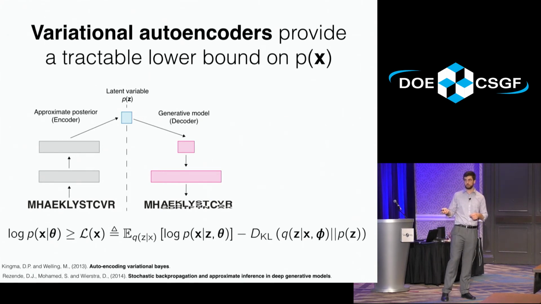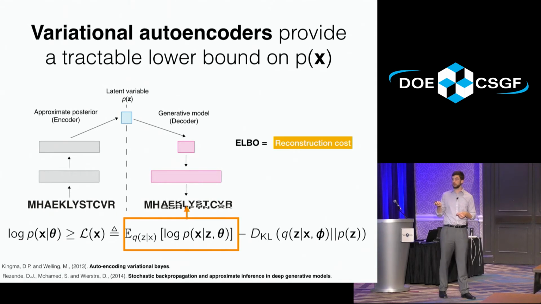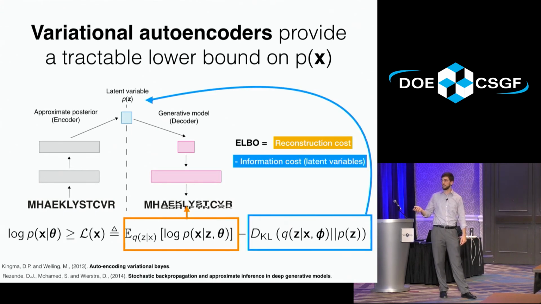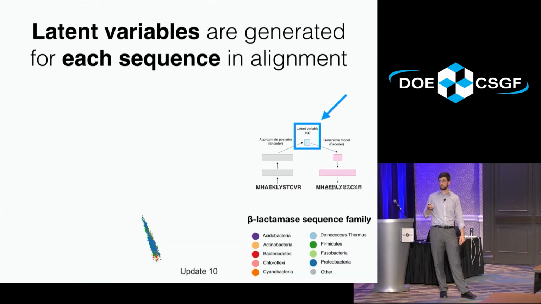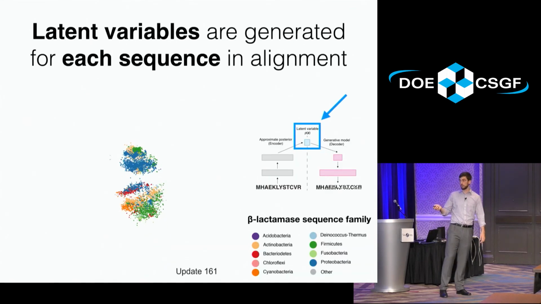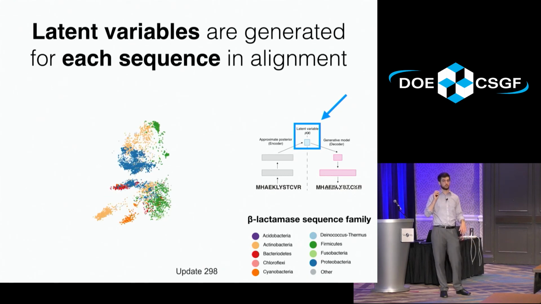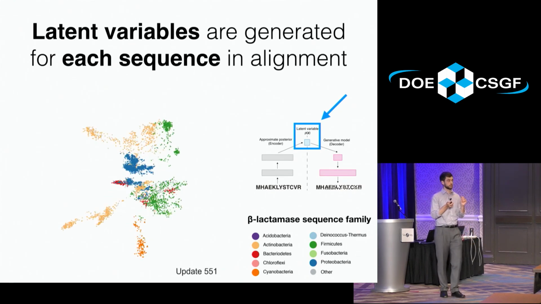The objective function, the P of x, we set a lower bound on it with the ELBO, the evidence lower bound of the marginal likelihood of the data. It's two terms, the reconstruction cost, I like to break down, and the information cost of the latent variables. So here we're watching it train. For a given multiple sequence alignment, each sequence has an individual latent variable that it's associated with.